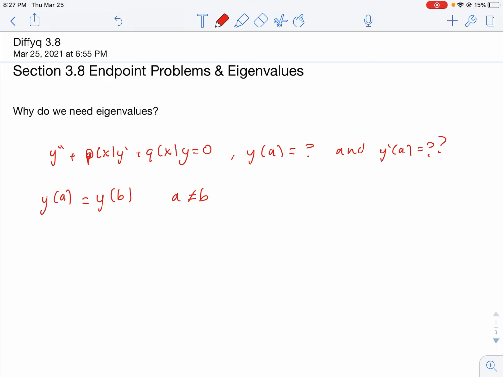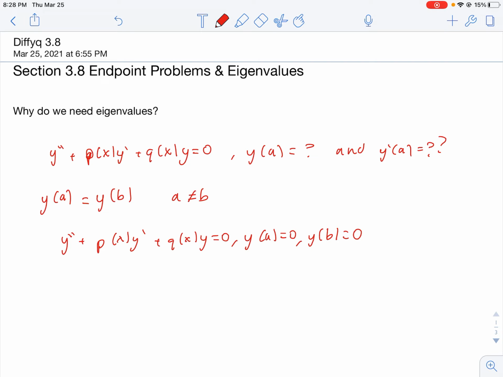For now, we will only be dealing with initial conditions that when plugged into y are equal to 0. So this would be the form y double prime plus p of x y prime plus q of x y is equal to 0 with initial conditions y of a is equal to 0 and y of b is equal to 0. These types of problems are known as endpoint or boundary value problems.